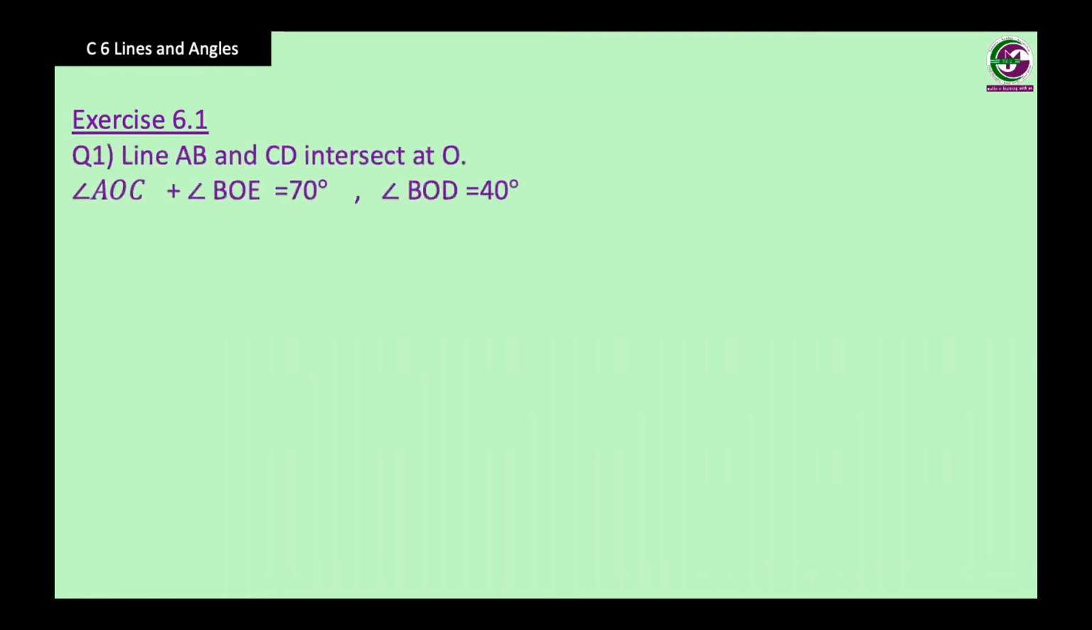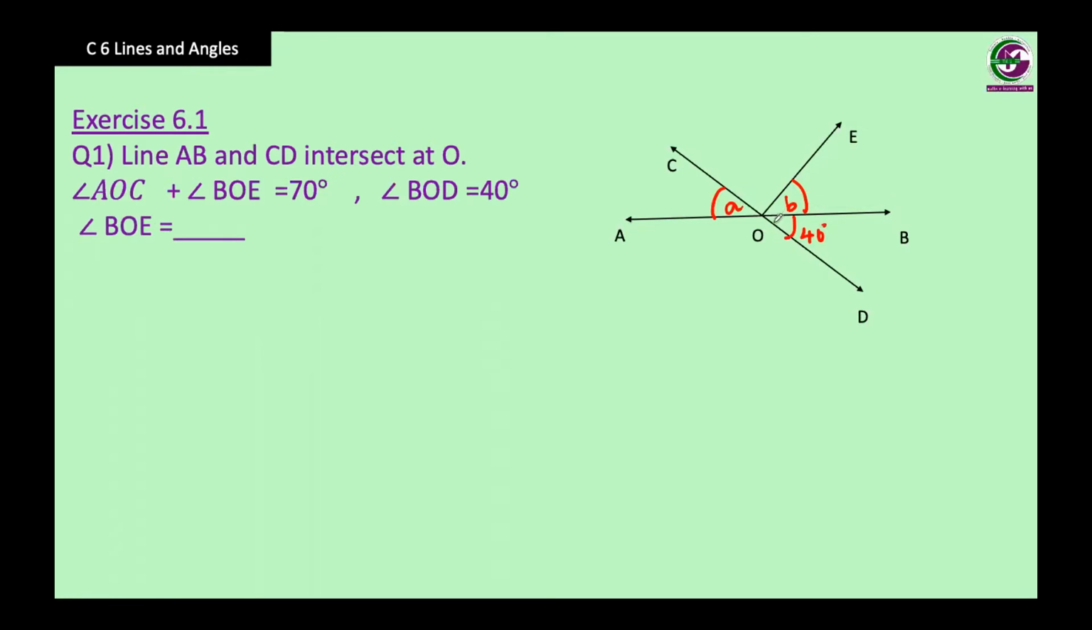First question, line AB and CD intersect at O. And we are also given that angle AOC plus angle BOE. Let us see what are the angles. AOC, let us name it as A. Angle BOE, let us name it as angle B. Together is 70 degree. And angle BOD is 40 degree. BOD is given to you here, which is 40 degree.